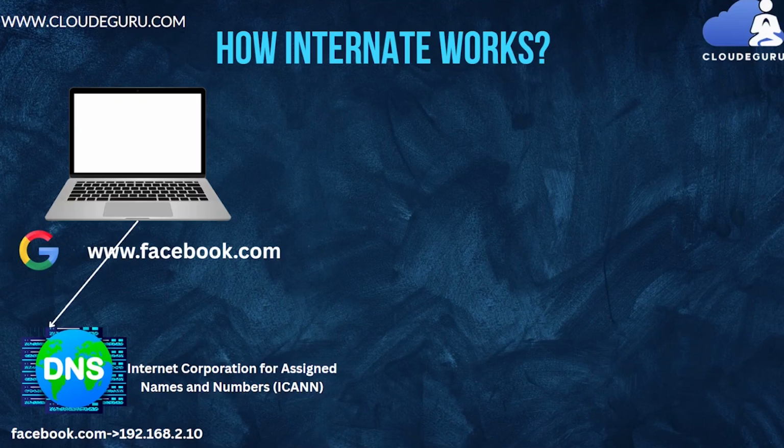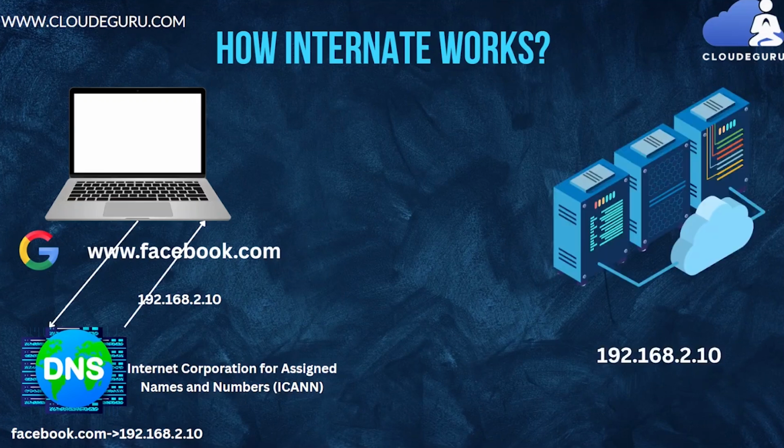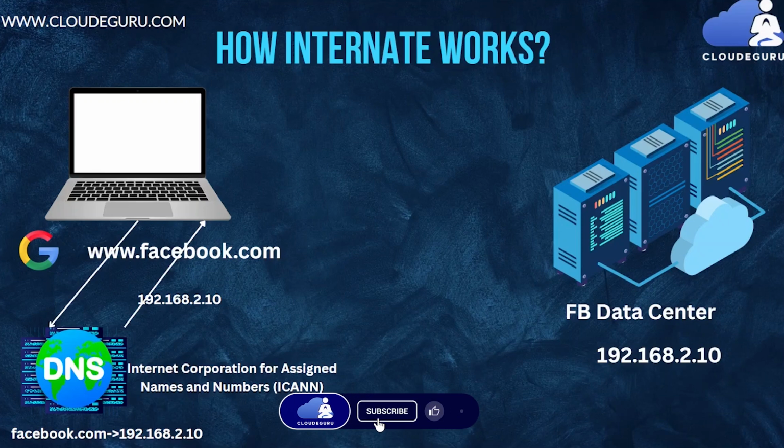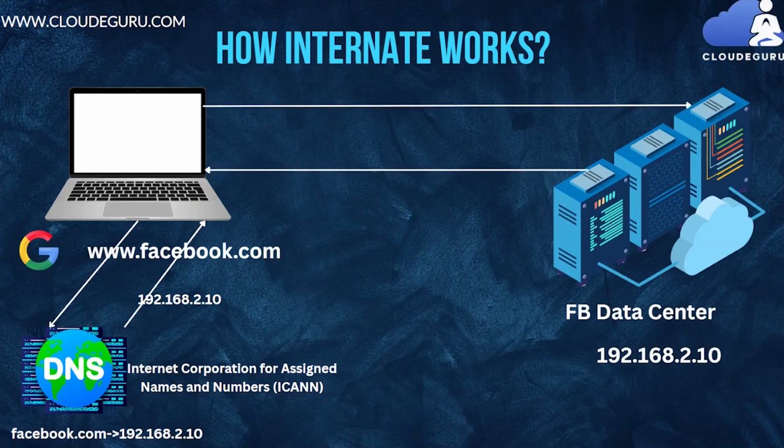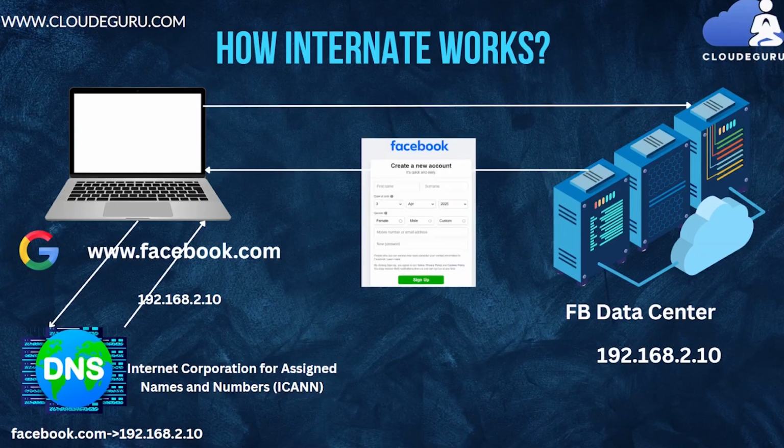Okay, so when you type www.facebook.com in your laptop, it goes to the DNS, and DNS returns an IP address. Now you know to which laptop or which computer you have to go. You have the IP address. Now this is the FB data center, and this is the IP address of it. So your request goes to the data center. Now that FB data center returns the page or the form you want to see.